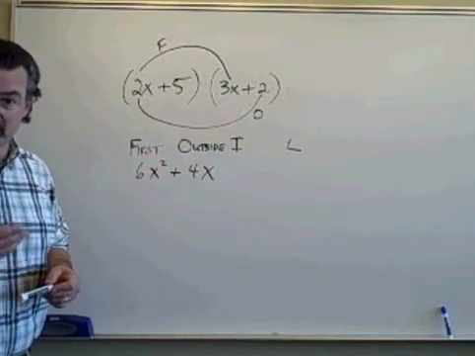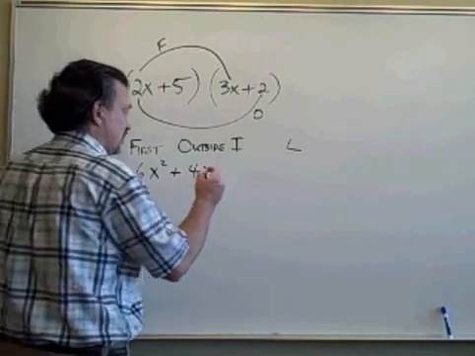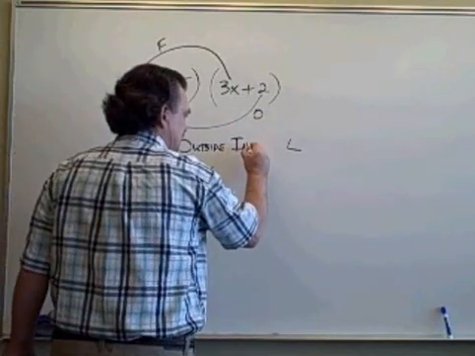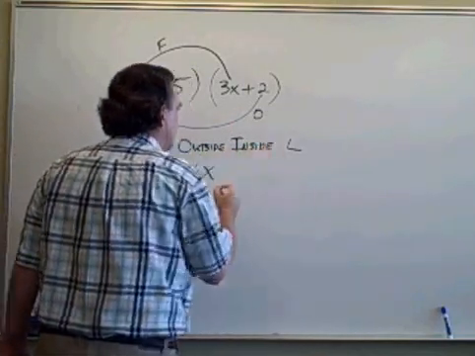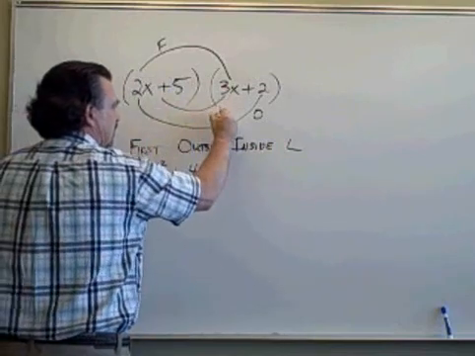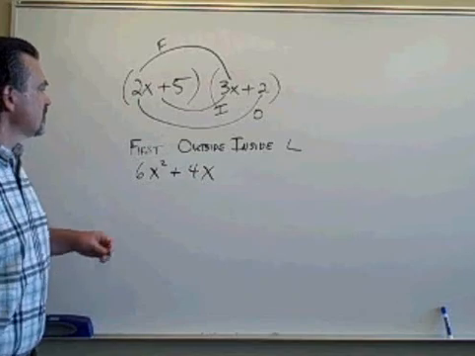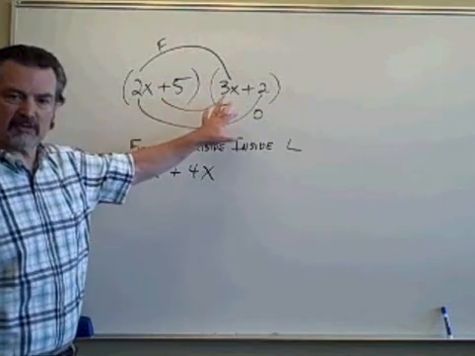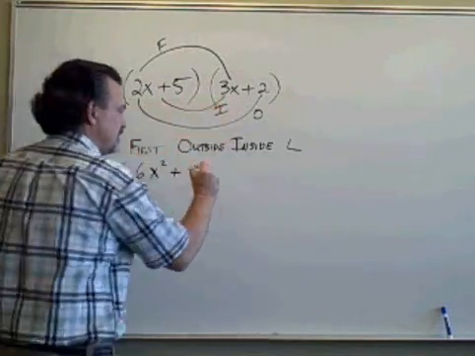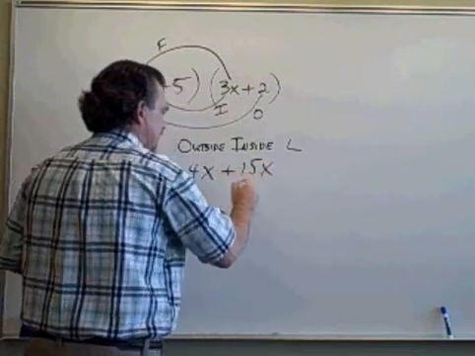Now, I suppose you can guess then what the letter I stands for. The word that I stands for is inside. Now we're going to take the product of the two inside terms. So it's plus 5 times 3x. That would give me plus 15x.